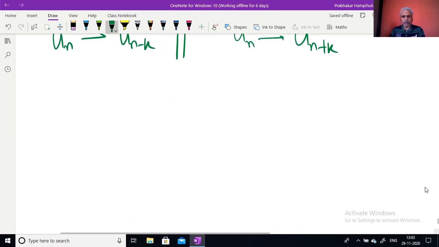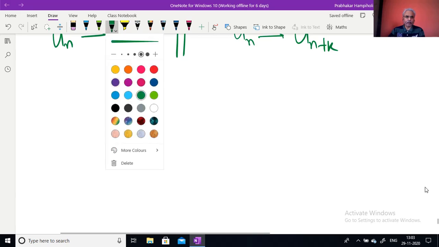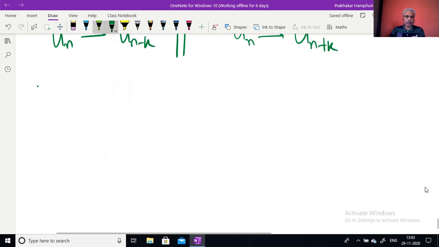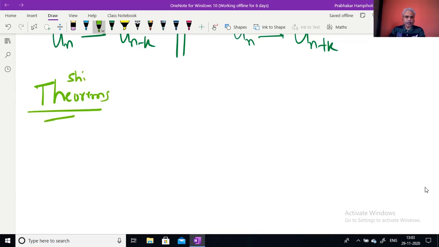We are ready to write two important theorems now. Here we write. Theorems are only for statements. Theorems, also known as shifting theorems.